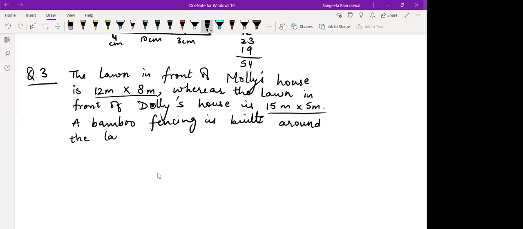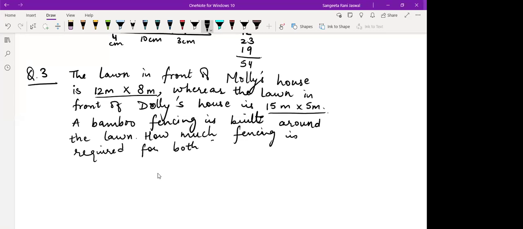So that means there is a bamboo fencing around the lawn. How much fencing is required for both? So this you have to find out. That means these two gardens have to be fenced. So how much fencing is required to fence both the lawns? This is 15 by 5. So what will you do?